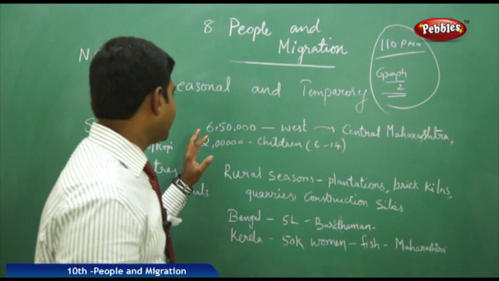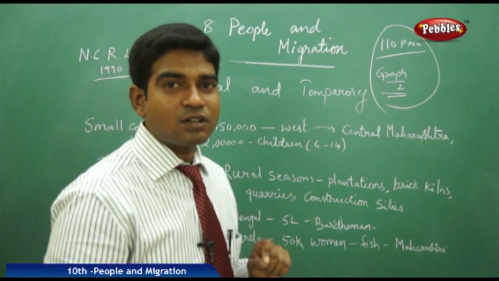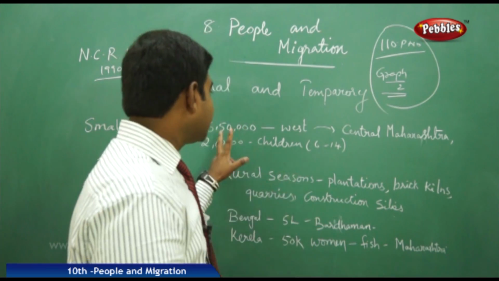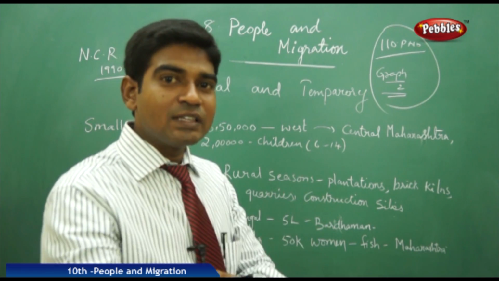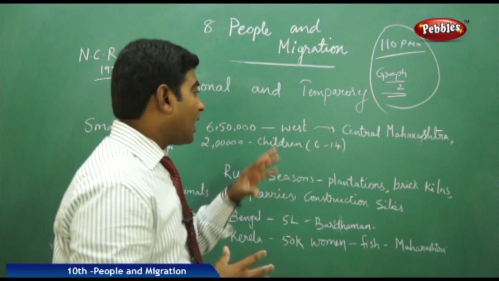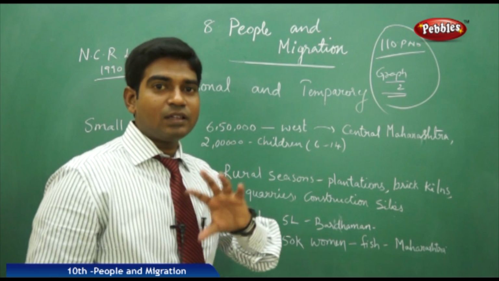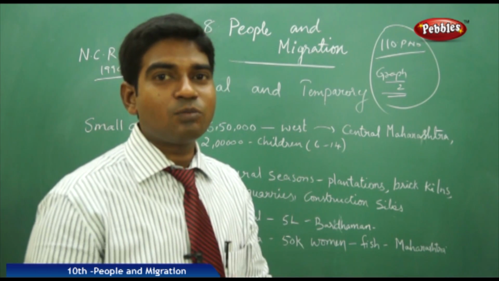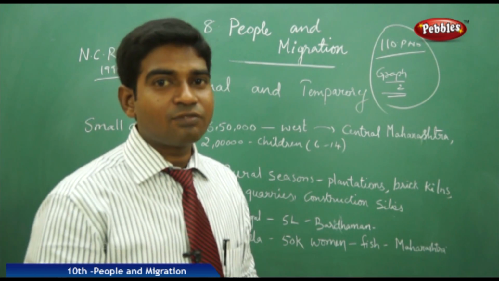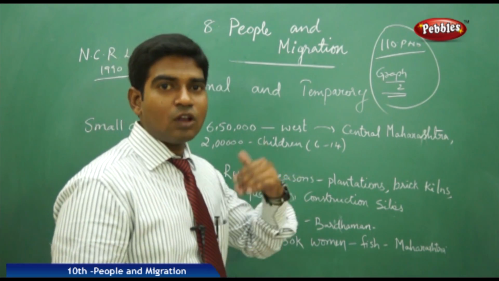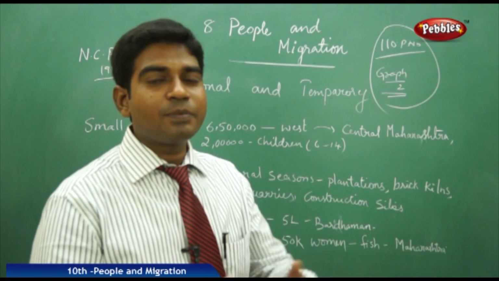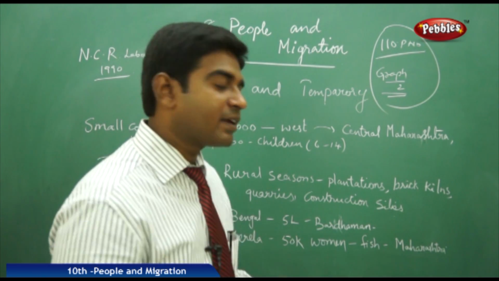Coming to the point, we have an example in Maharashtra where nearly 6,50,000 people migrate from the western part of Maharashtra to the central part. Along with them, the children also move, because when parents move, obviously the children also have to be taken care of. With 6.5 lakh parents, 2 lakh children also move along with them to help their parents do their seasonal work in the migrated fields.